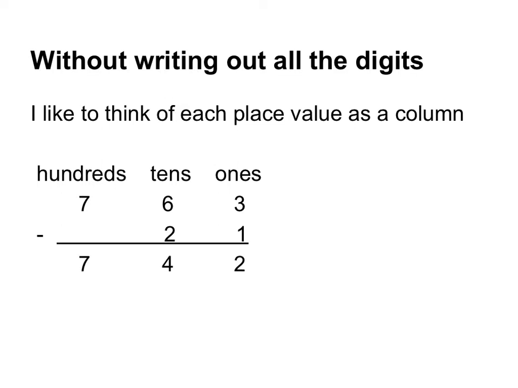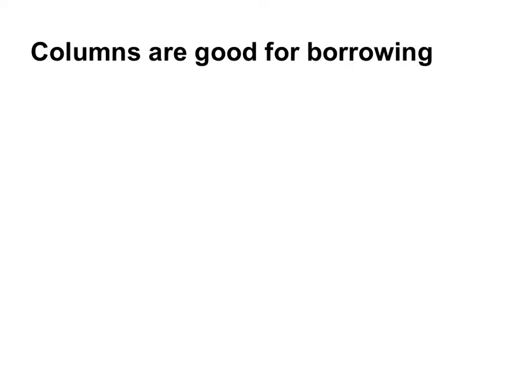So I just go ahead and do that. So I take 3 ones, I subtract 1 one, I have 2. I take 6 tens, I subtract 2 tens, I have 4. 700s, I'm not subtracting anything, so that stays as 700s. Columns are also very helpful for borrowing. Just like with addition, columns were helpful with carrying. Columns are going to be very helpful for borrowing.